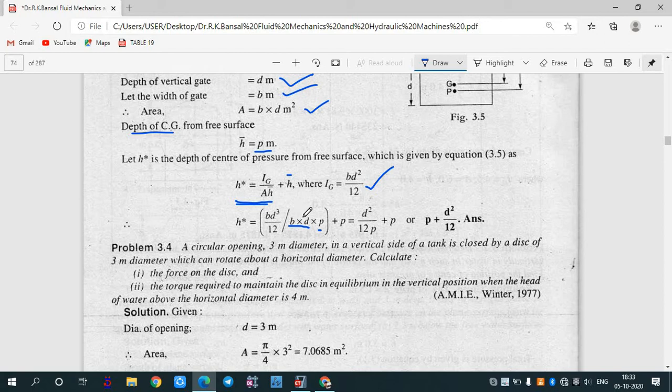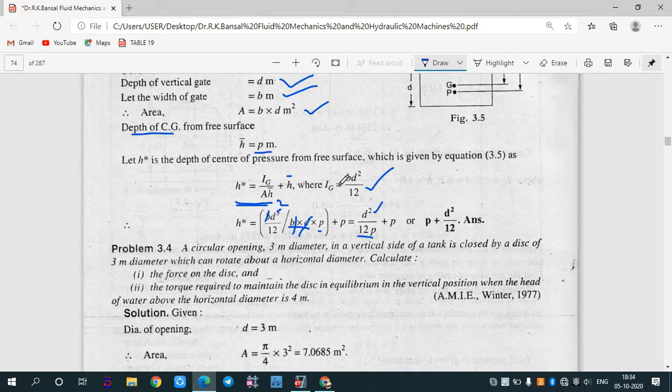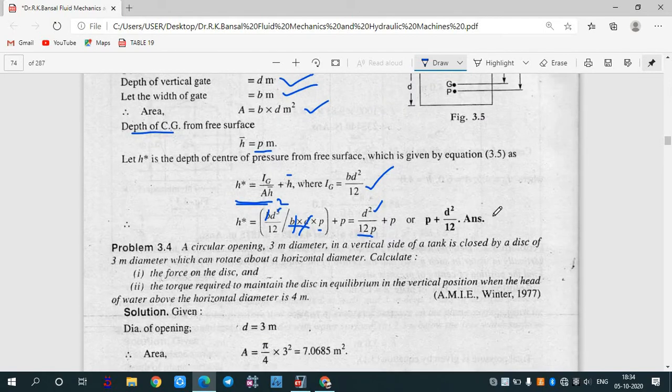After calculating, we see over here that B is getting cancelled, and one D is cancelling, so D cube will get converted into D square. So in the top we are left with D square. After that this 12 will come downward, so this is 12P, plus P. So this is what it was asking for: P plus D square by 12P. This is the final value we have derived.